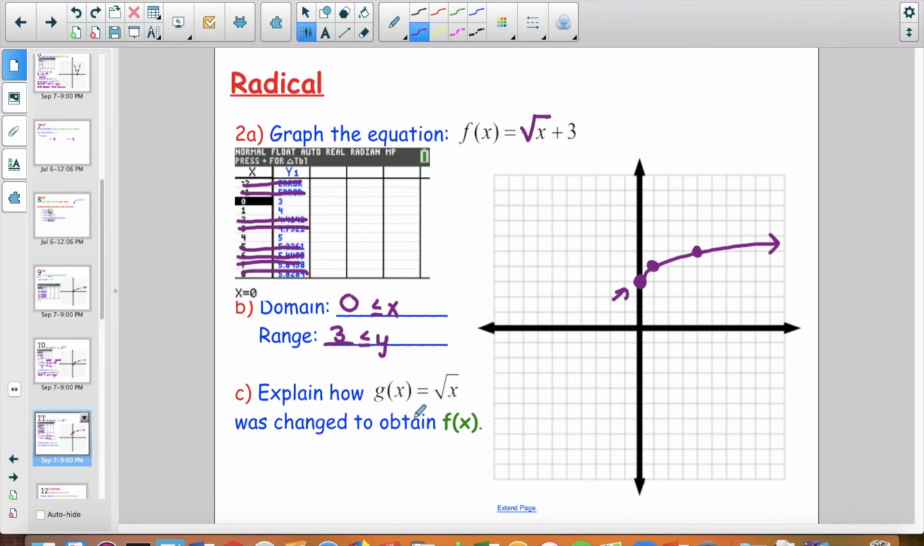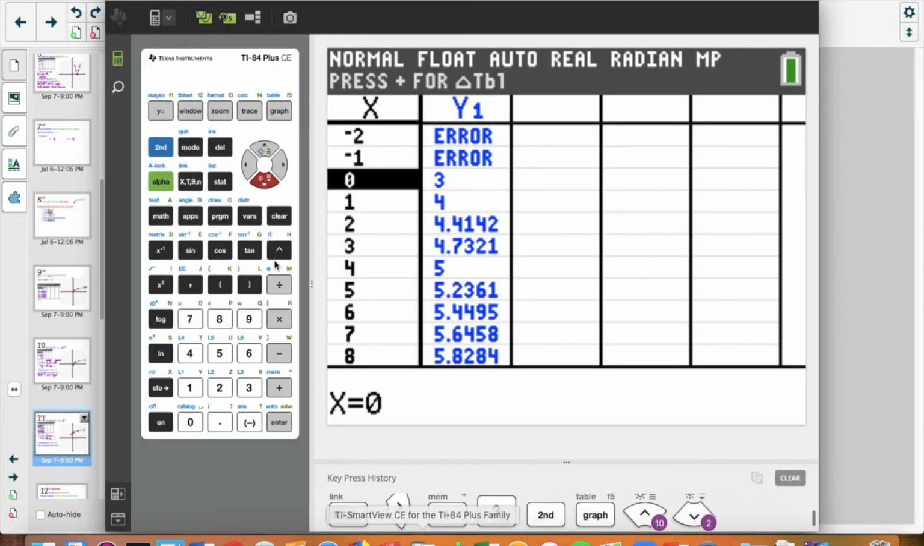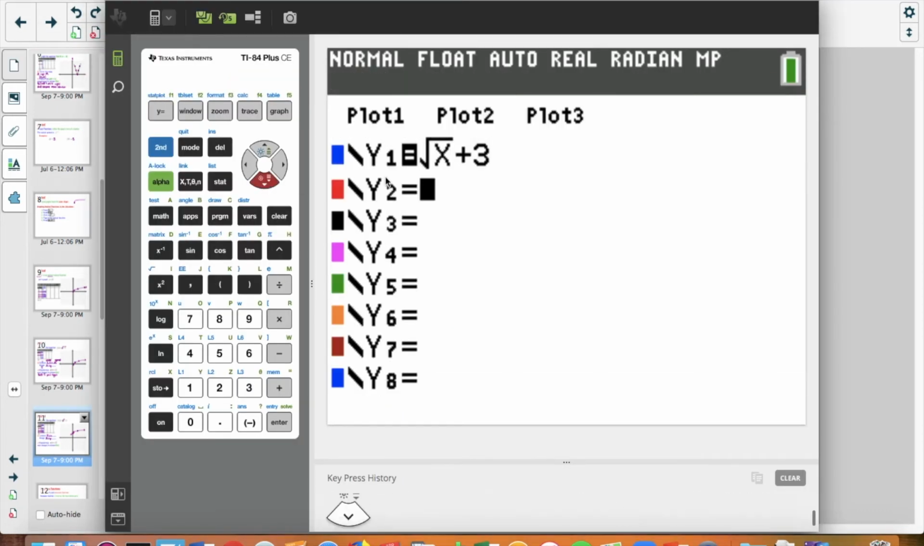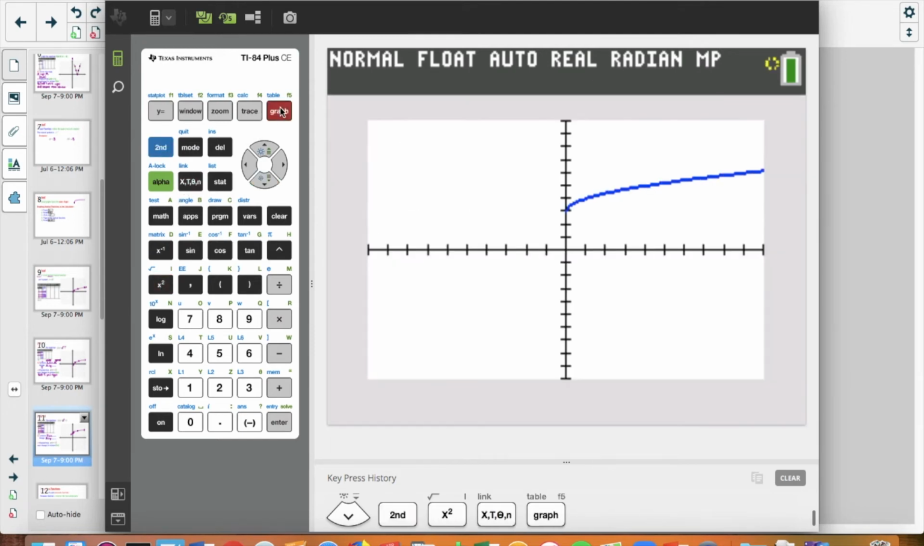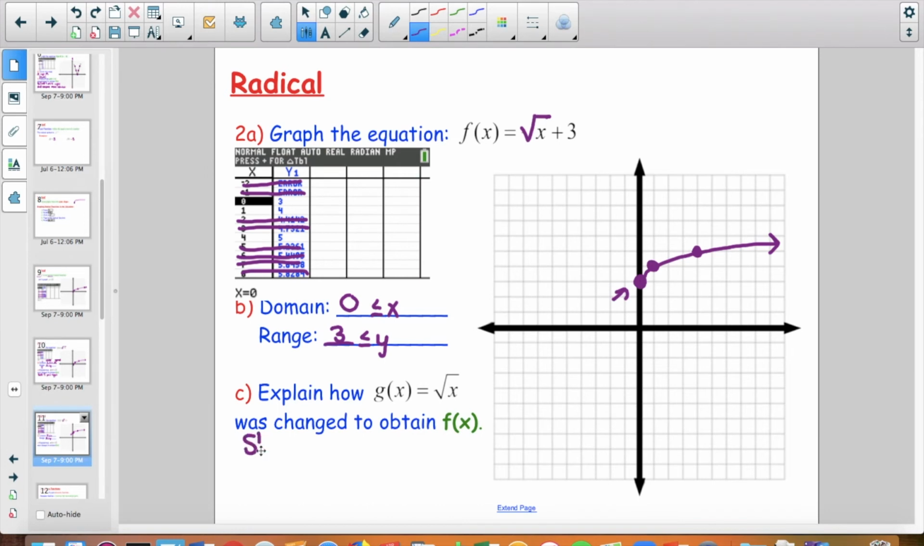So now we're going to explain how it changed. So going to the graph, here is what our question had. We want to see how it changed from the square root of x. So now let's look. So the red is our original, the blue is our new graph. It looked like it went up, and it went up by 1, 2, 3 units. So shifted up 3 units. And that is radical graphing.